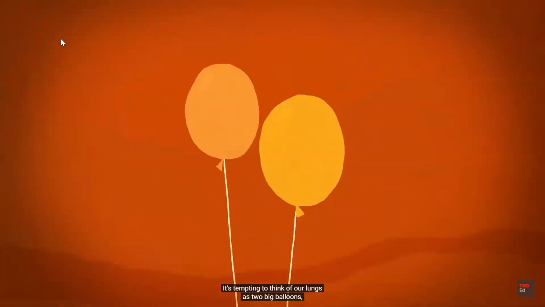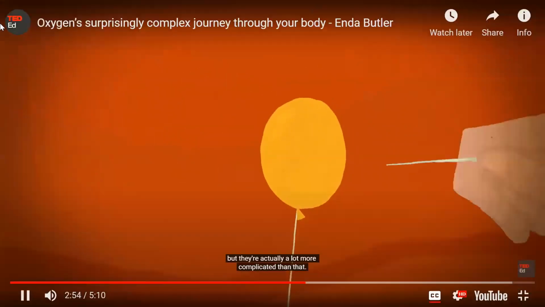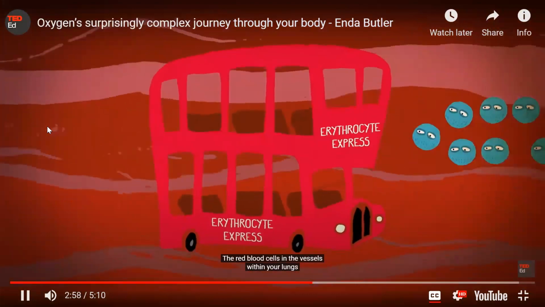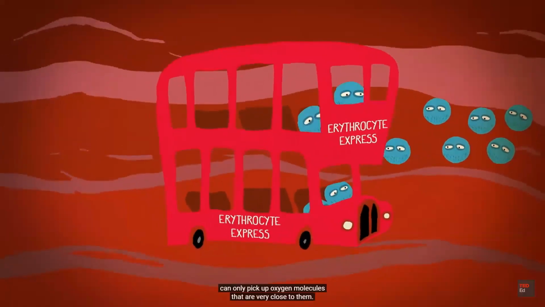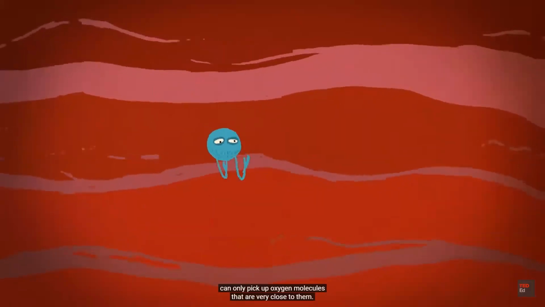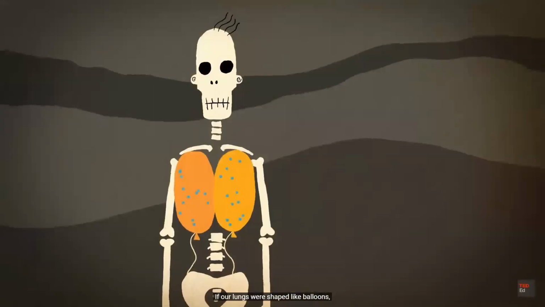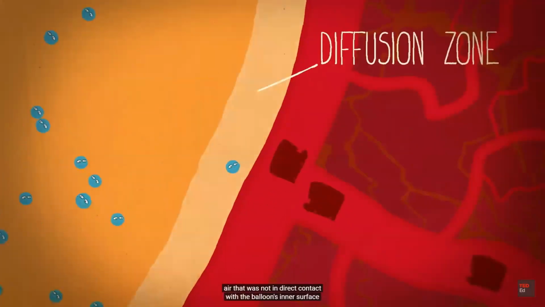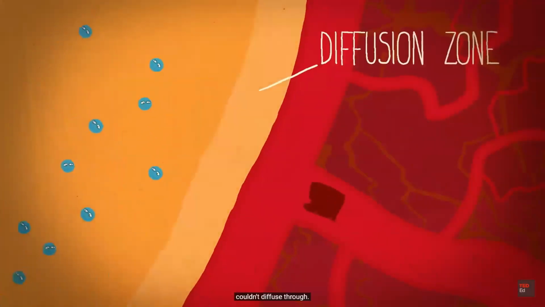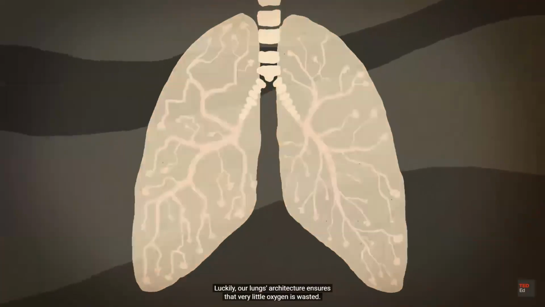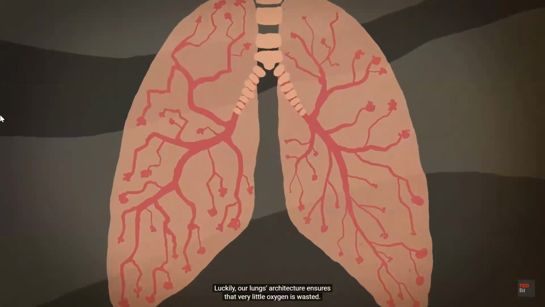It's tempting to think of our lungs as two big balloons, but they're actually a lot more complicated than that. Here's why. The red blood cells in the vessels within your lungs can only pick up oxygen molecules that are very close to them. If our lungs were shaped like balloons, air that was not in direct contact with the balloon's inner surface couldn't diffuse through. Luckily, our lungs' architecture ensures that very little oxygen is wasted.